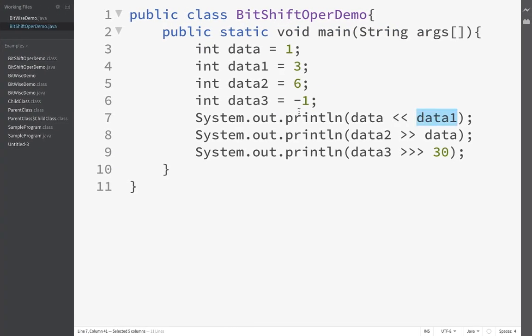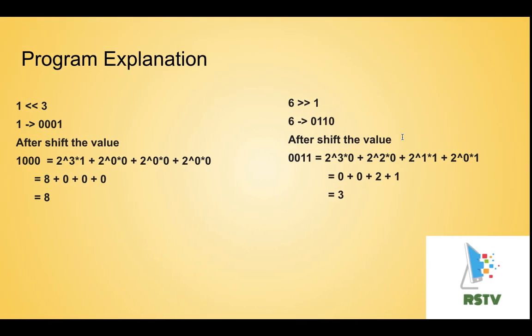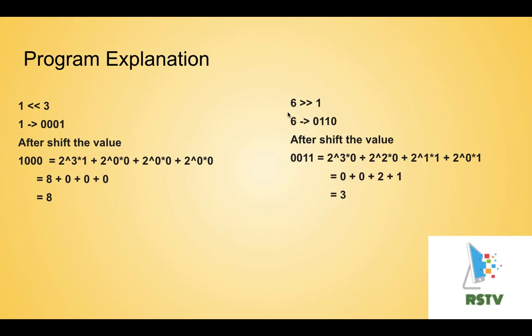Next one is data 2. Data 2 is 6. Data value is 1. 6 right shift operator and 1. What is the value? So 6 should convert to binary value 0 1 1 0. So after shift the value, so we need to add 1 0 in right side, or remove 1 value left side. So like 1 bit. So here we remove this one. So the value came like this 0 0 1 1.